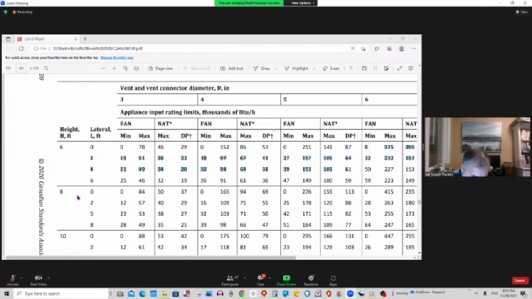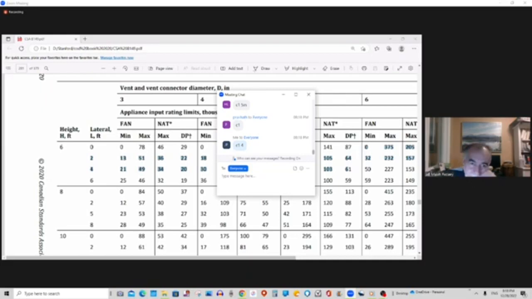Again, I repeat it. I have the fan assisted 120,000, B vent, B connector, not comply with 8.2.1. Find the table and the diameter, if the height is 10 and lateral is 2. Thank you. Okay, let me go through this one.